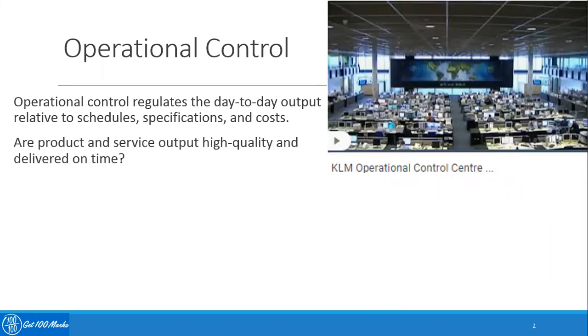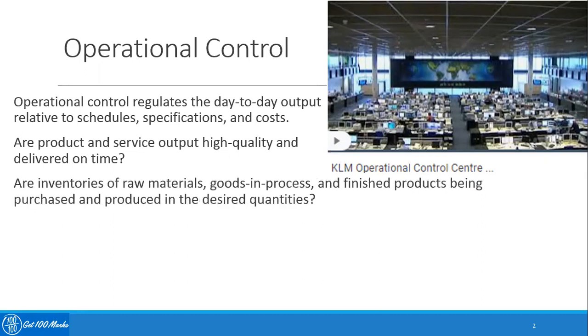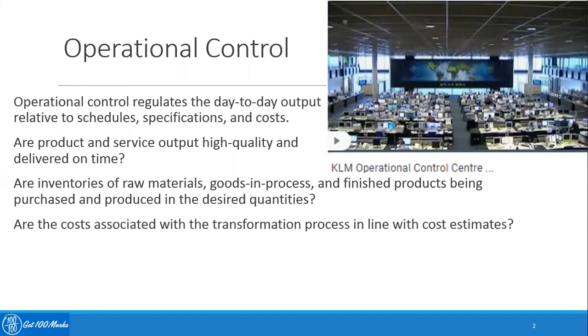So things that we consider during operation control are: is the product and service output high quality and delivered on time? For example, in KLM, are the flights going in time, reaching in time? And are the inventories of raw materials, goods in progress, and finished products being purchased and produced in desired quantities? Third one, are the costs associated with the transformation process in line with the cost estimates? The cost should not overshoot what has been planned.